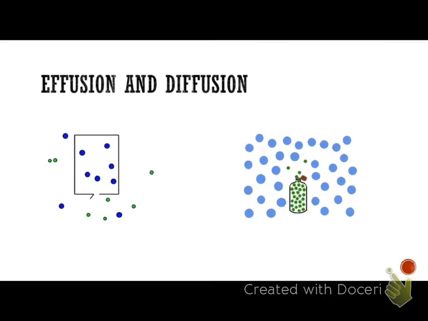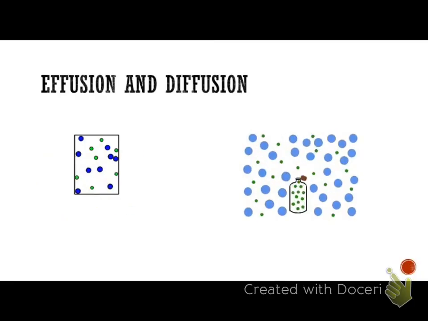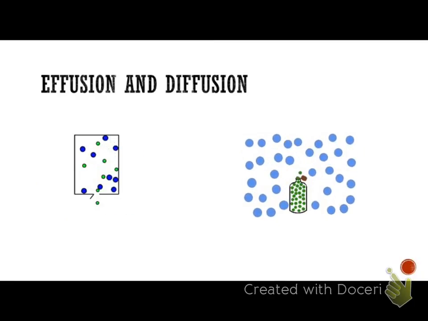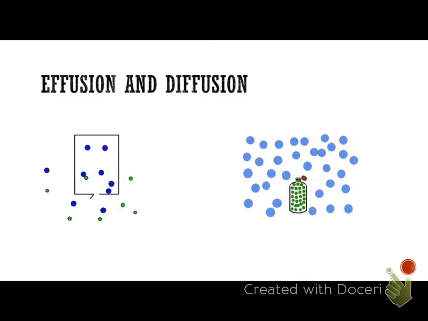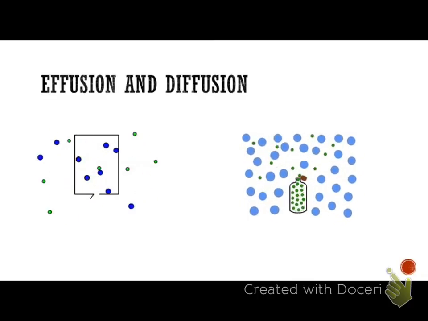Last unit for gas laws, and we're going to talk about it very quick. It should be a very quick lesson, and that is effusion and diffusion. Okay? So, these are two examples of effusion and diffusion, and let's go on and talk about them.